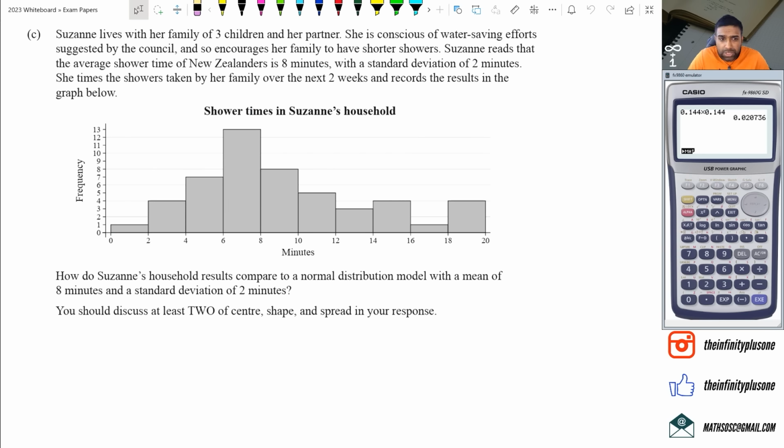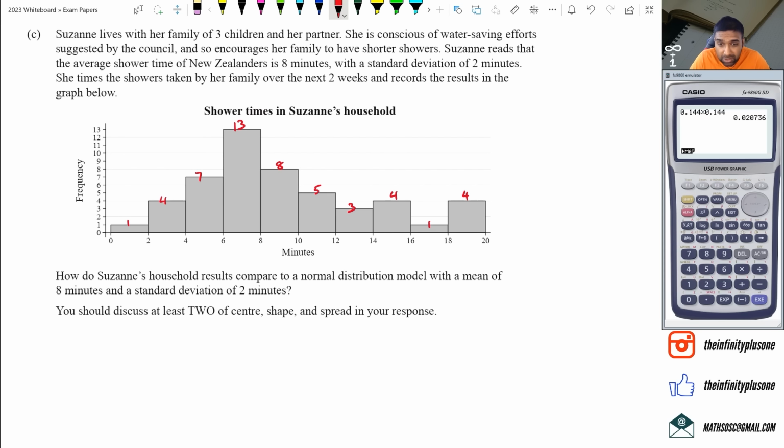Alright guys, for this question here, there is quite a bit that we can actually talk about. The first thing we're going to try and work out is, we've been given the mean of 8 and standard deviation of 2, and we've been asked to discuss at least 2 of center, shape or spread in the answer. So the first thing I'm going to do is work out what the median is. Looking at the frequencies here, I've got 1, 4, 7, 13, 8, 5, 3, 4, 1, 4.